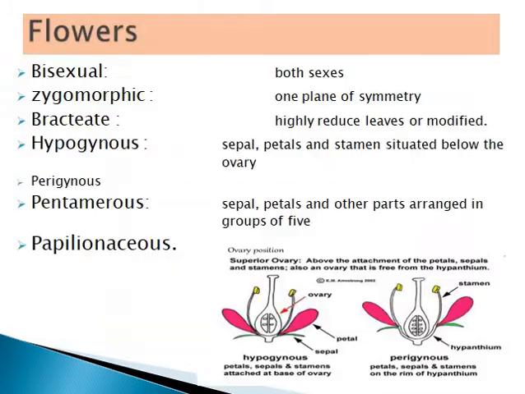About the flower: the flowers are bisexual, zygomorphic, meaning one plane of symmetry, sometimes regular, bracteate, hypogynous and perigynous. If you see this flower, in both conditions the sepals, petals and stamens are below the ovary, but in perigynous the hypanthium becomes a rim or cup-like in structure. It is the top of the rim of the hypanthium.